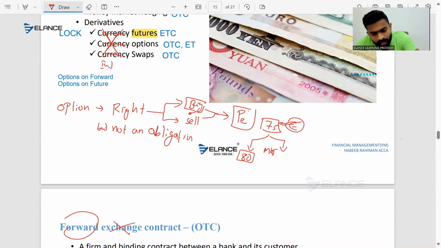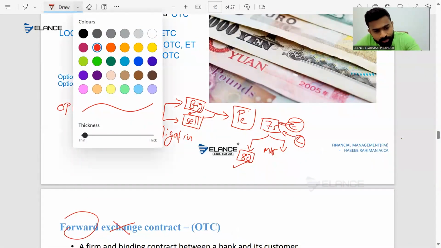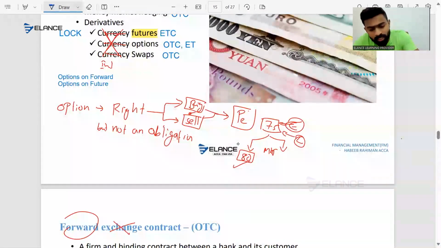Now assume we have an option to sell. What will you do? You will sell by exercising at 75, or you will lapse this contract and go for the market. You will lapse the option contract and go for the market, right? So there are two options: the right to buy and the right to sell.